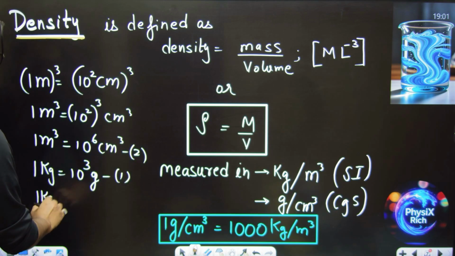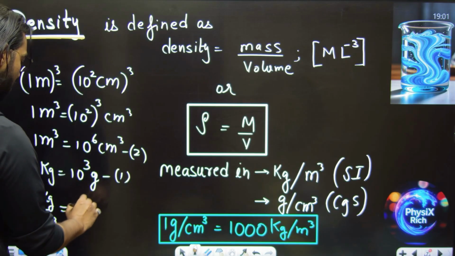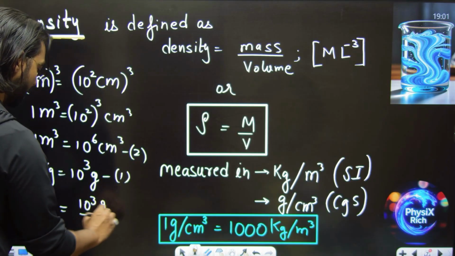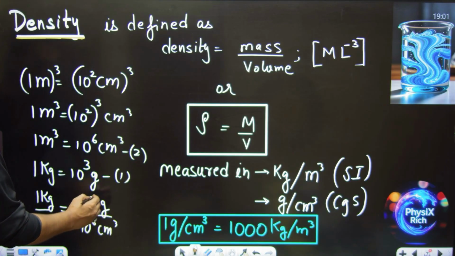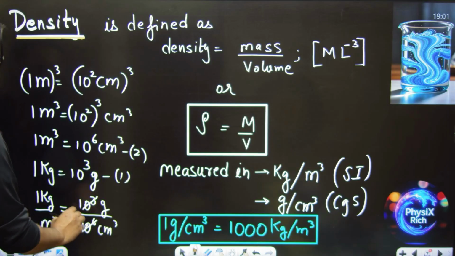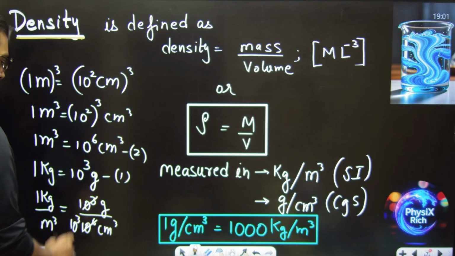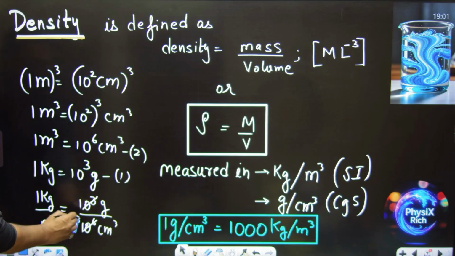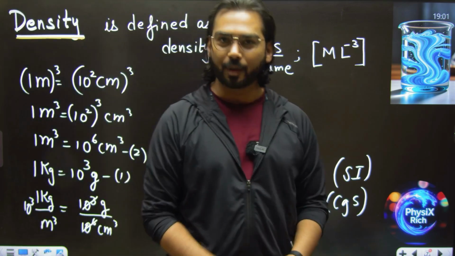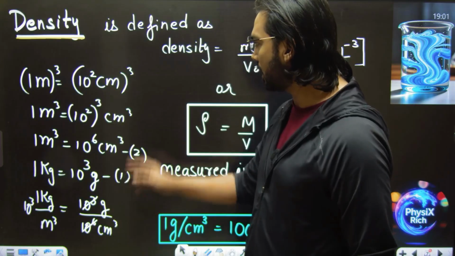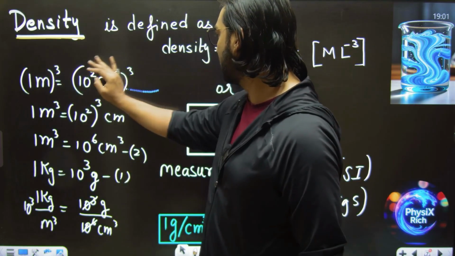1 kg per meter cube equals 10 to the power 3 g per 10 to the power 6 centimeter cube. From here you will see that it leads to a 10 to the power 3, which you can then cross multiply onto this side. And that's how you get a gram per centimeter cube equals 10 to the power 3 kg per meter cube. So this is how I found the correct correlation.